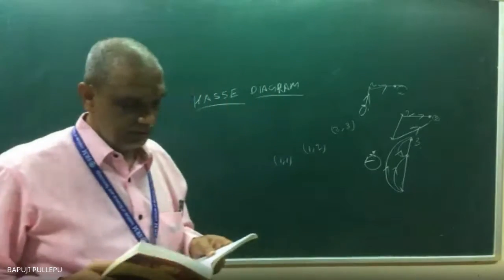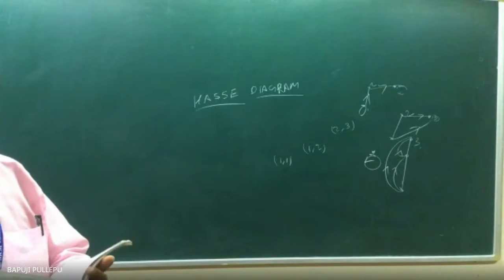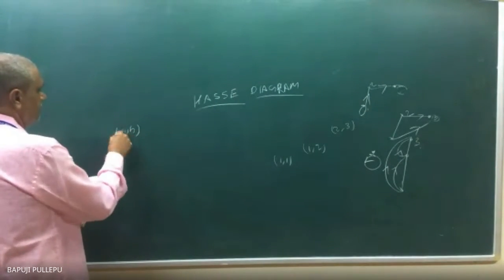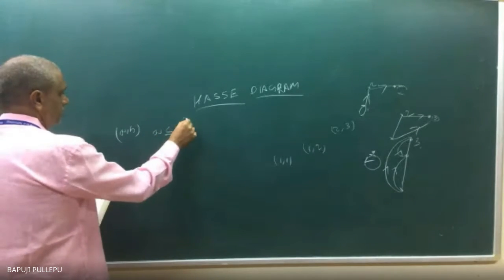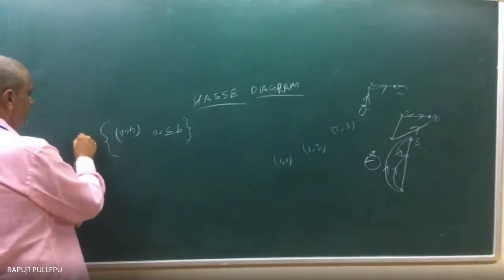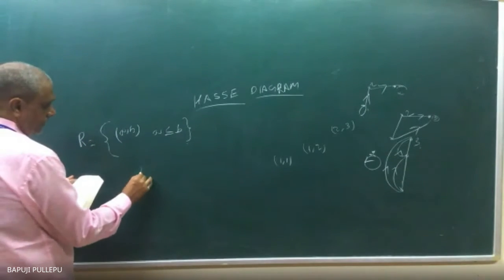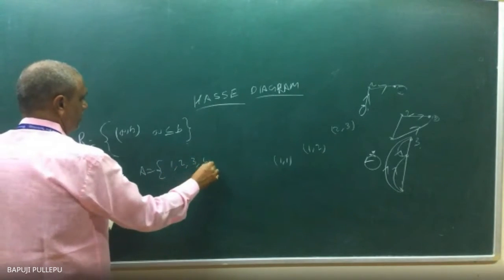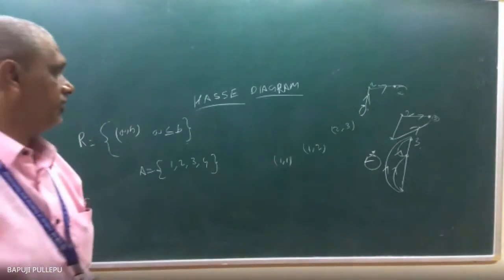For example, let us consider the Hasse diagram for the partial ordering (A, B) where A is less than or equal to B. All of the elements (A, B) satisfy A less than or equal to B. This is the relation confirmed. Then one set is given: A equals {1, 2, 3, 4}. Now if you draw the diagram, what will you get?